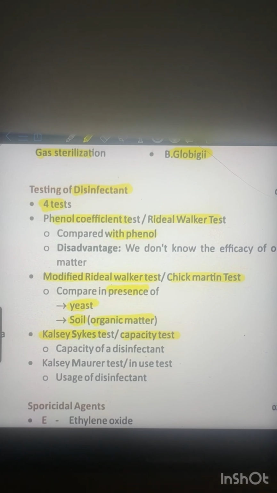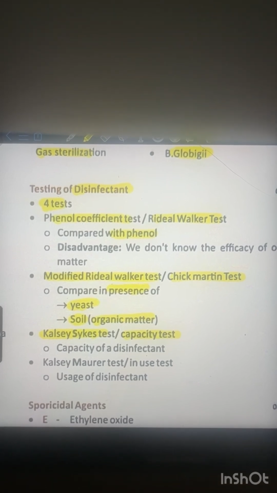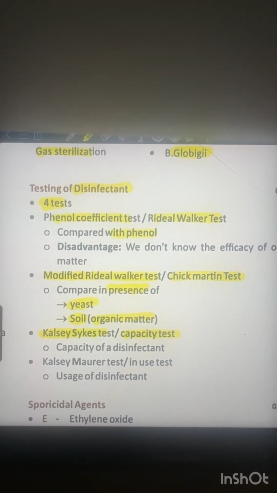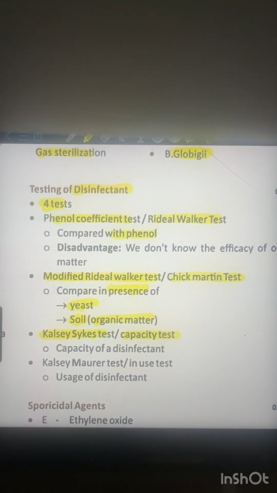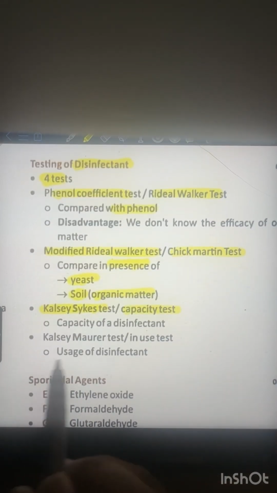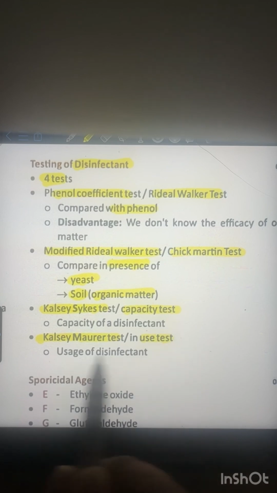These are the 4 tests that I have for testing the efficacy, or testing whether my disinfectant is good to go or not. This was one table. The second table that I want all of you to know is, out of everything that I have taught you, what are the things that can kill the spores and what cannot? What are the sporicidal agents?